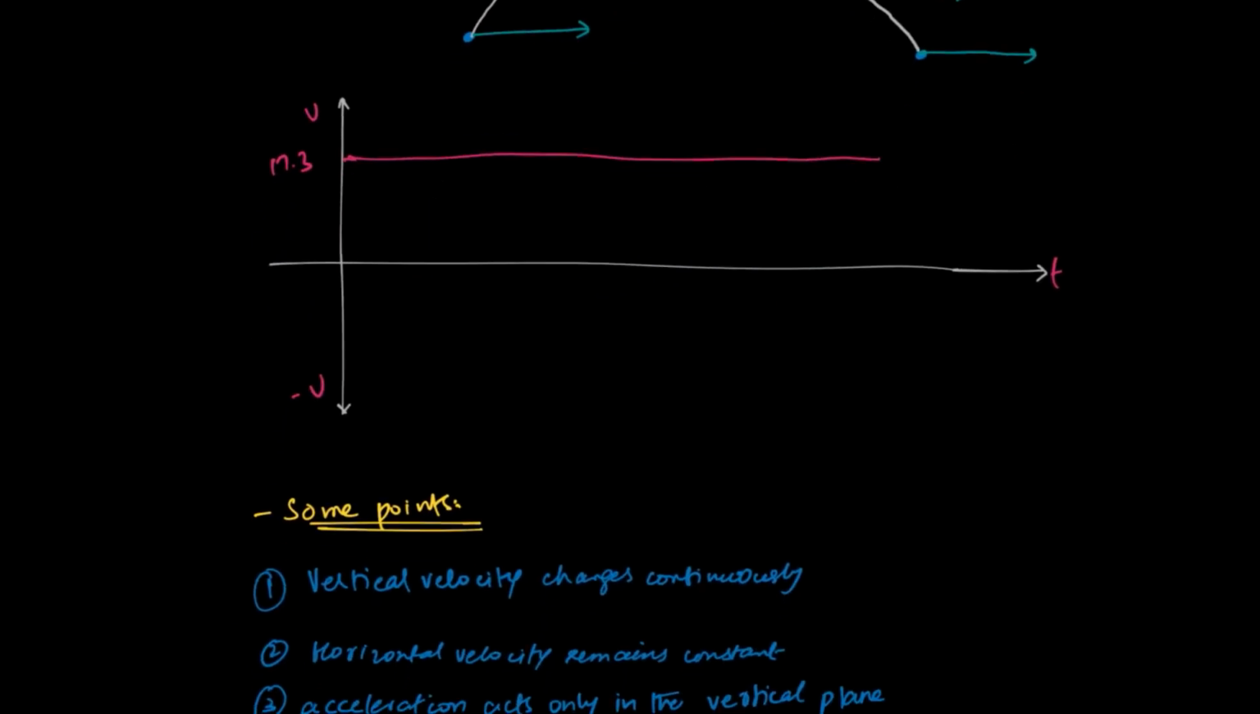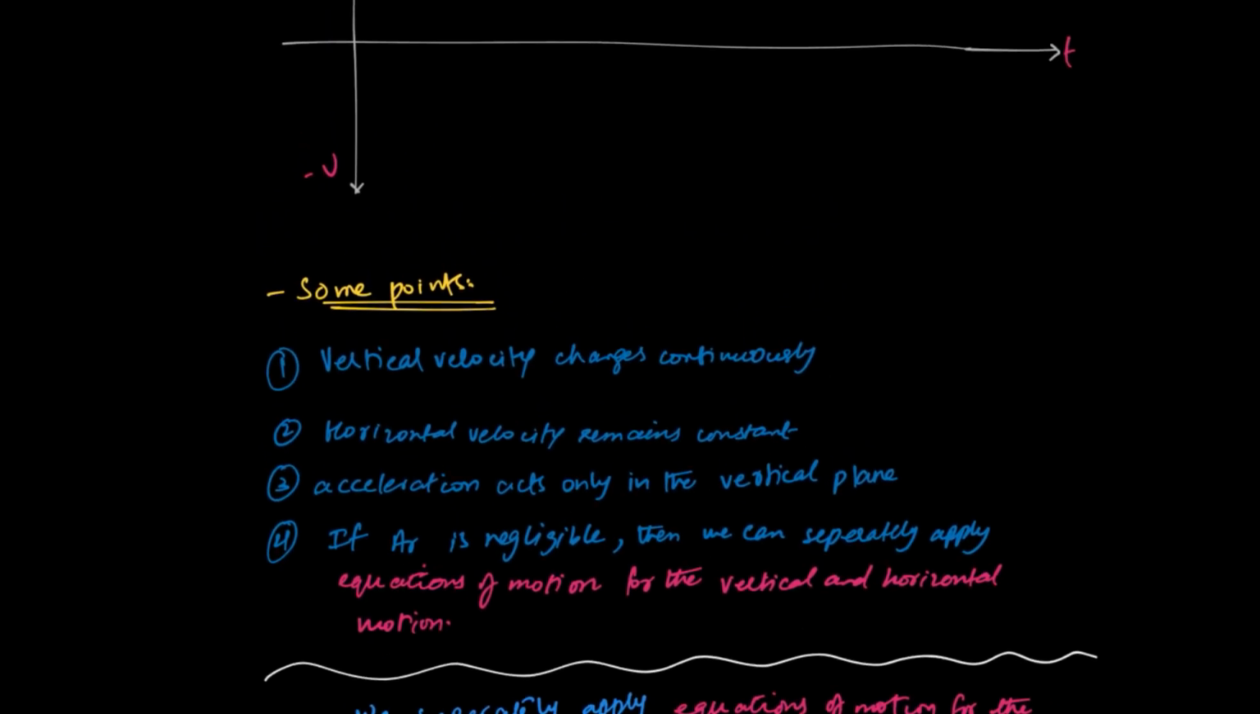Okay, now moving on, there are some points that are very integral and necessary. Vertical velocity changes continuously, because acceleration due to gravity acts in the vertical plane. Horizontal velocity will remain constant because there's no force acting in the horizontal plane. The gravitational force acts only in the vertical plane, so horizontal velocity wouldn't be affected.